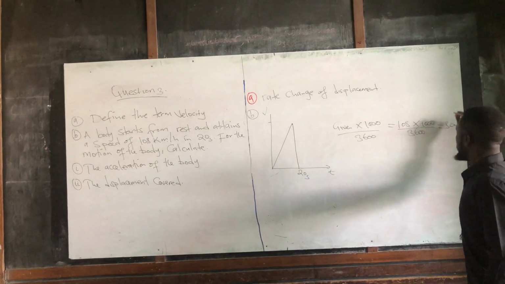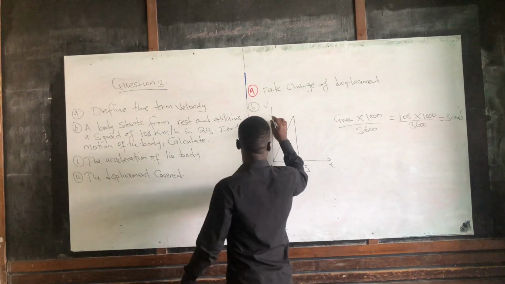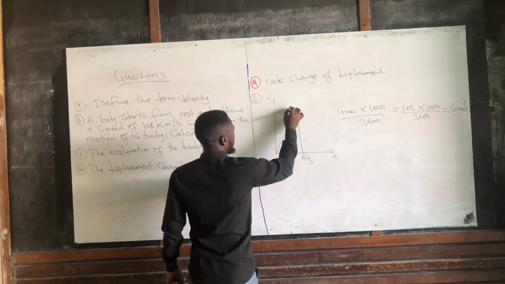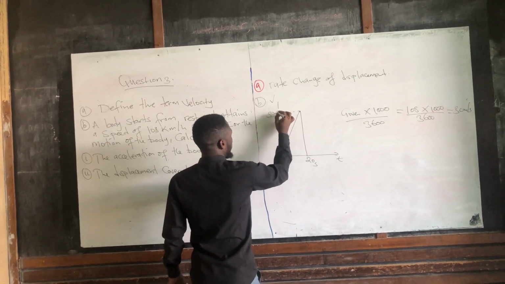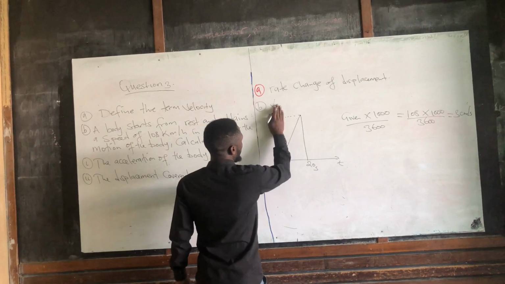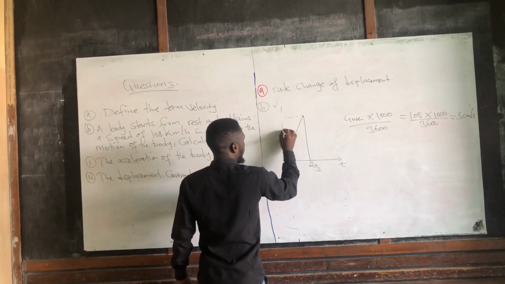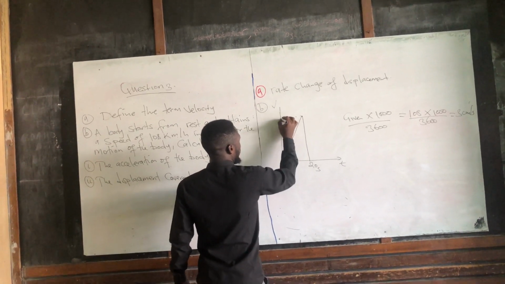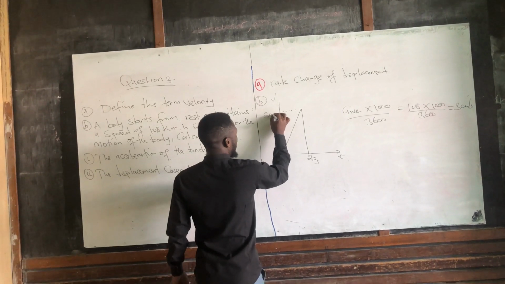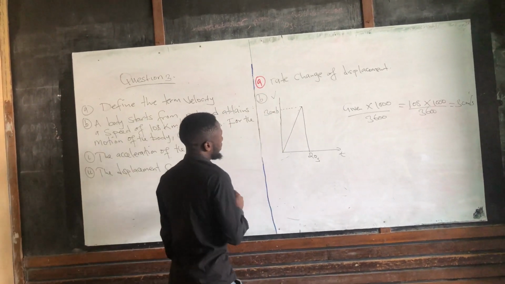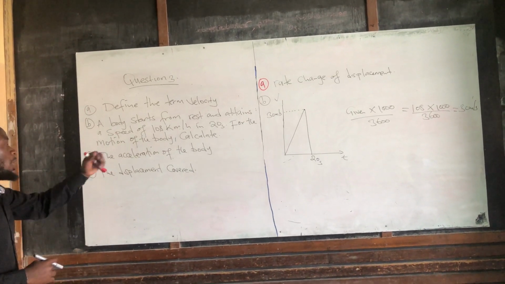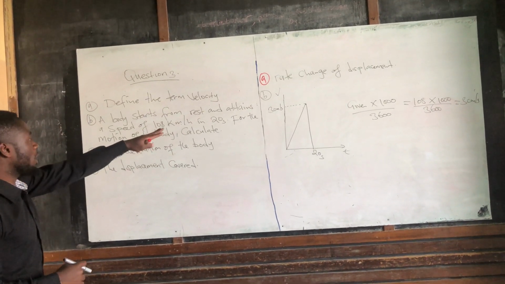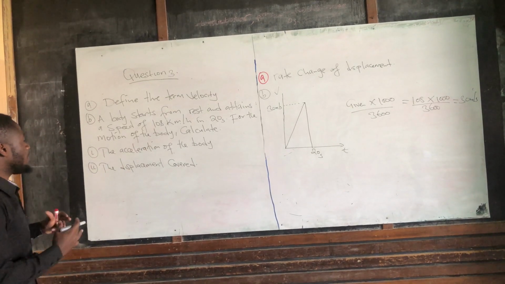So meaning the speed we are talking about here is what? So you are the 30 meters per second. Put it somewhere. So you are what? 30 meters per second. So a boat starts from rest and attains the speed of 108, approximately 30 meters per second, in 20 seconds. For the motion of the boat, calculate the acceleration.